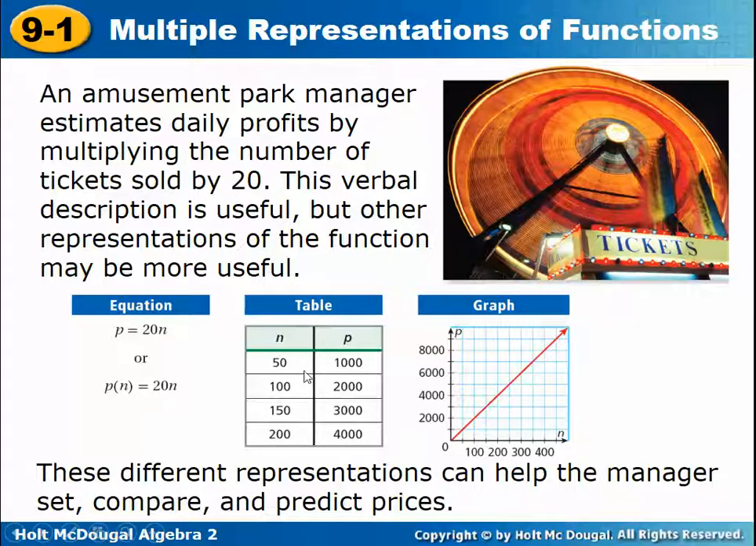We could make a table showing some different values of n and what you would get for the profit. So 50 times 20 is 1,000, and so on. We could make a graph, which is very helpful. These different representations can help the manager set, compare, and predict prices.